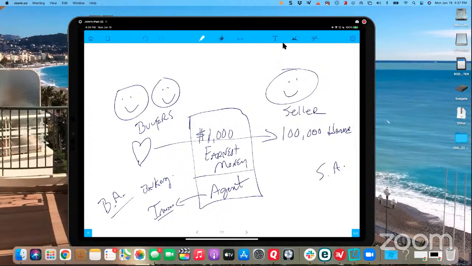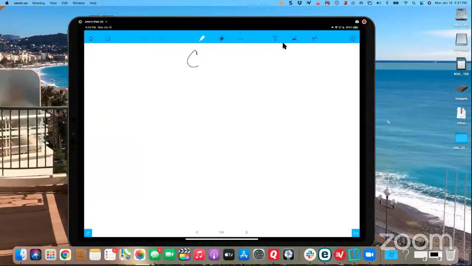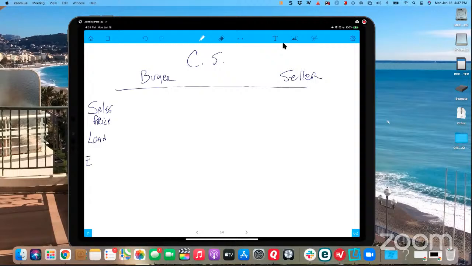How does that show on the closing statement? Well, here's our closing statement. And this is going to be the buyer's side. And this will be the seller's side. And so there's going to be things on the closing statement like a sales price. There will be a loan. There will be earnest money. There will be things like taxes. And there could also be interest. These are the things they could ask you questions over.